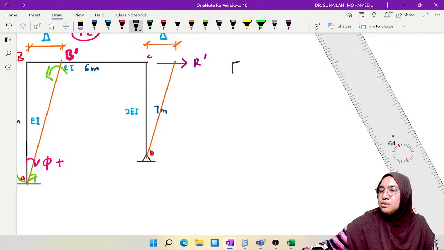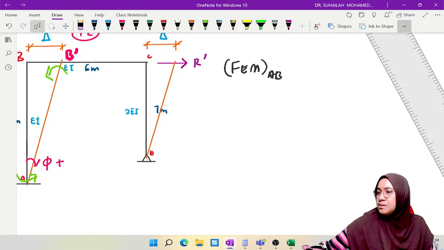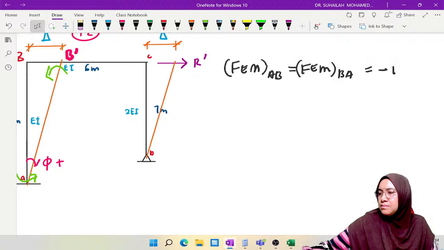So the assumption is like this. It is FEM, because this end is fixed and this end is fixed. So we have FEM AB as well as FEM BA. This is negative 100, negative 100. This is the assumption.